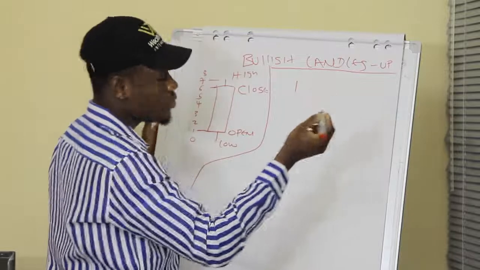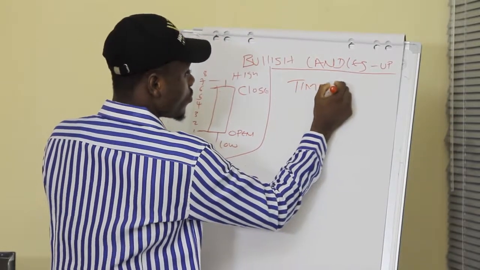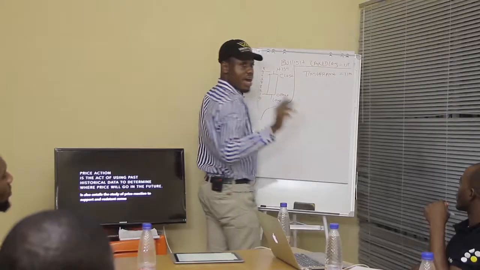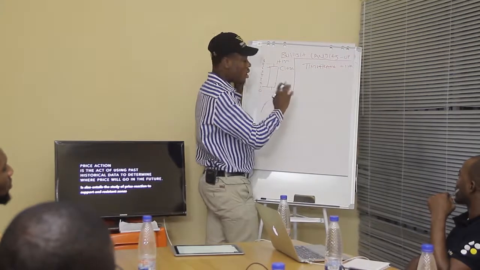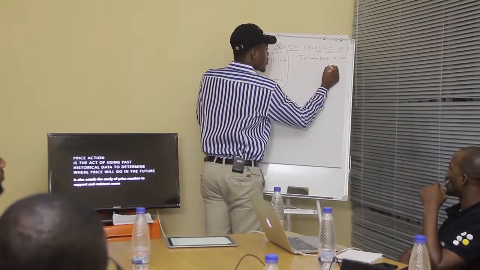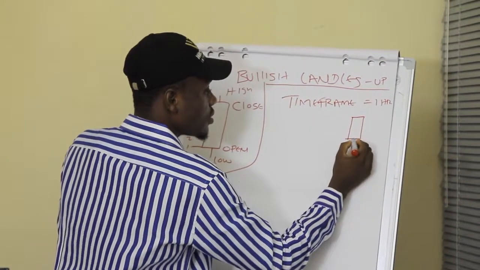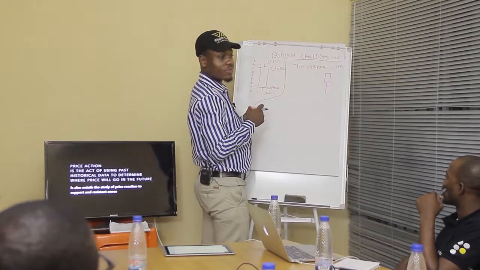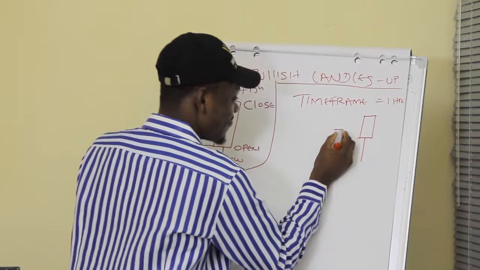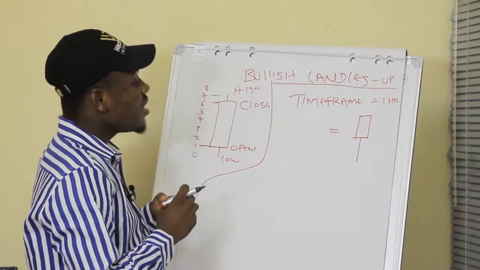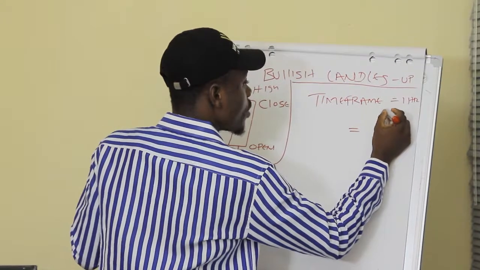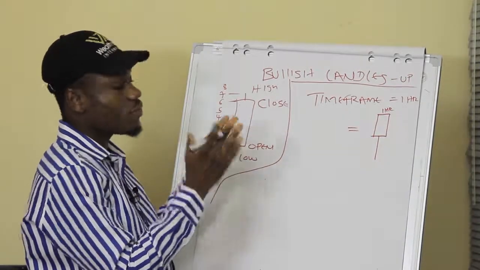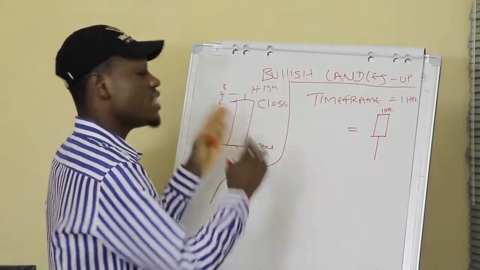Let's make an example. Our time frame is equal to 1 hour, and in our 1-hour time frame, we have something like this. Who can tell me what this is? All right, that's good. Clap for yourself. That's the hammer, on a 1-hour time frame. 1-hour candles are comprised of two 30-minute candles, so these are the two 30-minute candles.